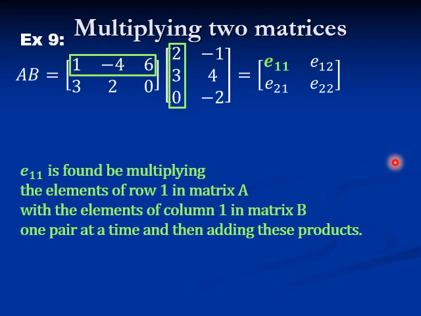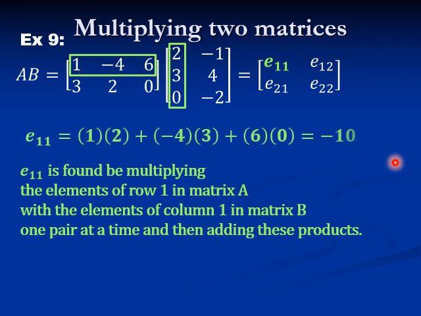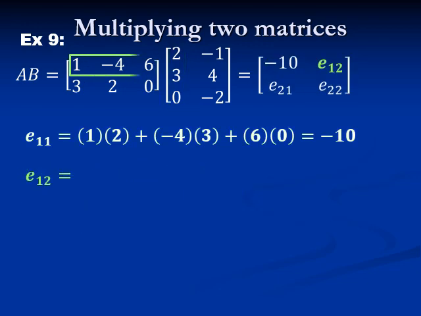We multiply the first row by the first column, one pair at a time, and we add up those results. So we get 1 times 2 plus -4 times 3 plus 6 times 0. And of course, that's going to be -10. So E11 is -10.